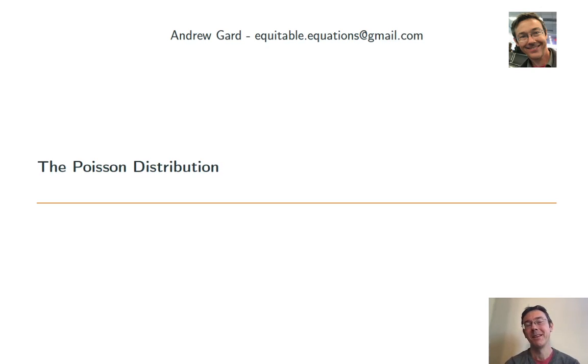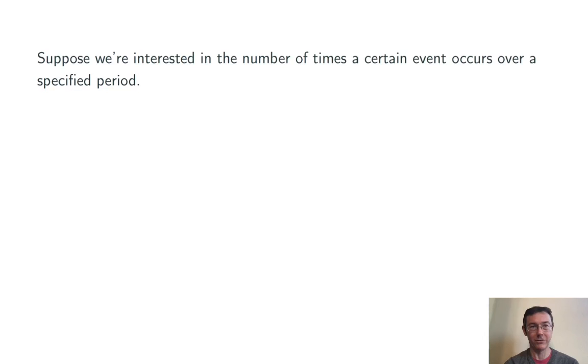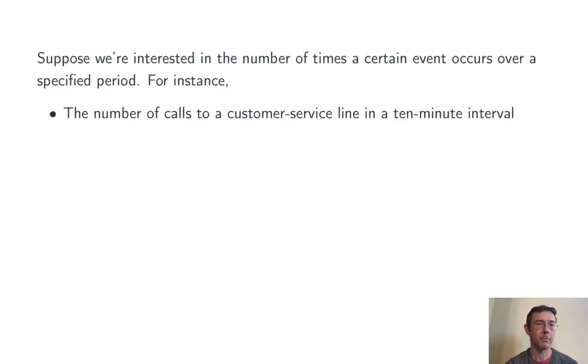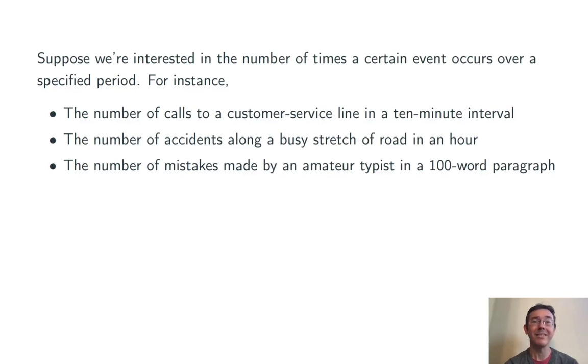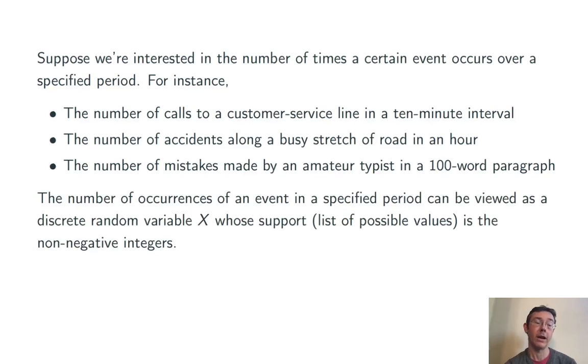Hey everybody. Today we're talking about the Poisson distribution. Suppose that we're interested in the number of times that some event occurs over a specified period, usually a period of time. For instance, the number of calls to a customer service line in a 10-minute period, the number of accidents along a busy stretch of highway in an hour, or the number of mistakes made by an amateur typist as they work through a 100-word paragraph.